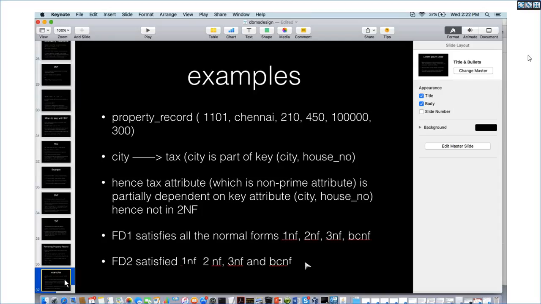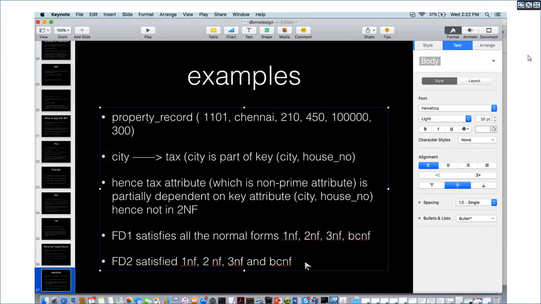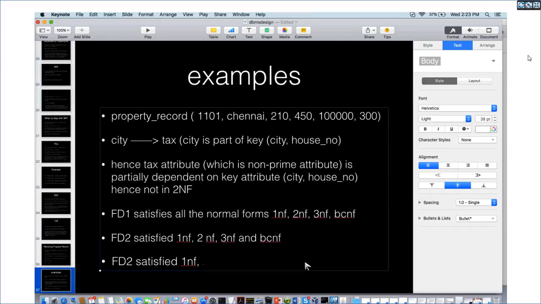Does not satisfy 3NF and BCNF. Any relation that satisfies BCNF will satisfy all the other requirements. If some relation's FD is in BCNF, it means that it's also in 3NF because the LHS would have been a super key. That also means that it is going to be in 2NF because the key attribute will fully functionally determine the other attributes. And it will also be in 1NF because it's atomic.